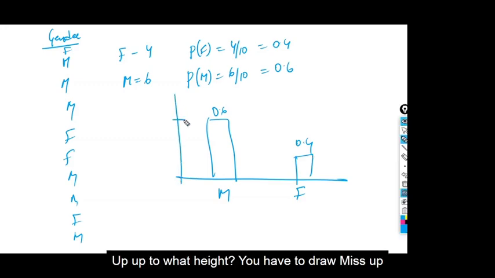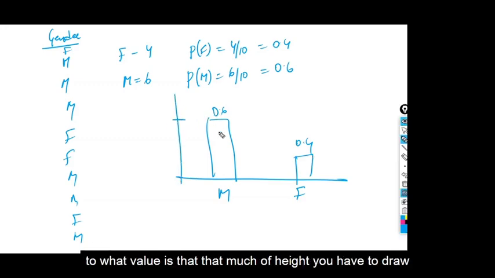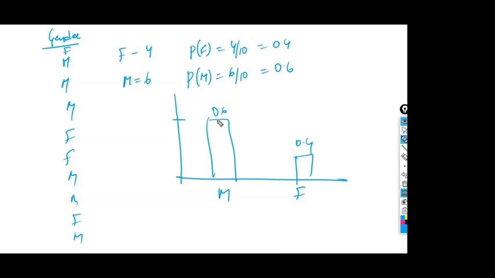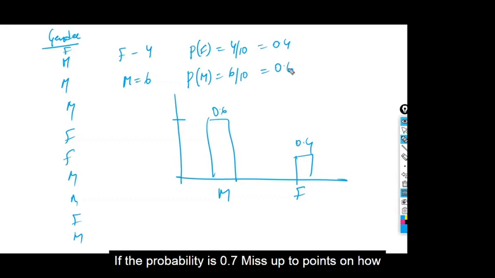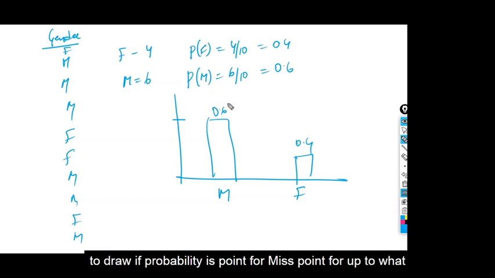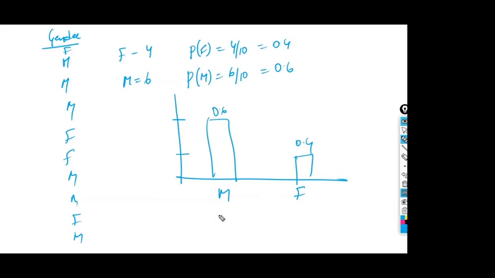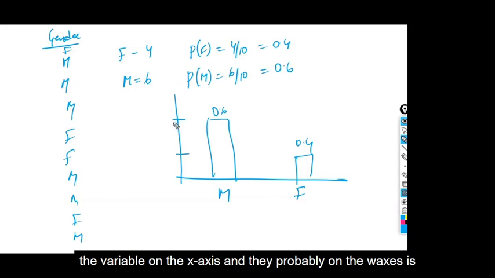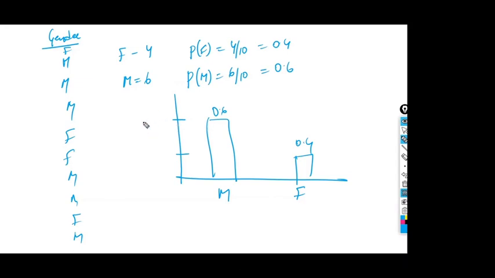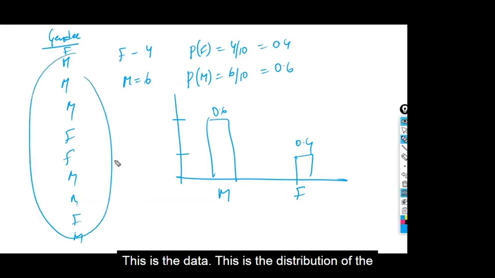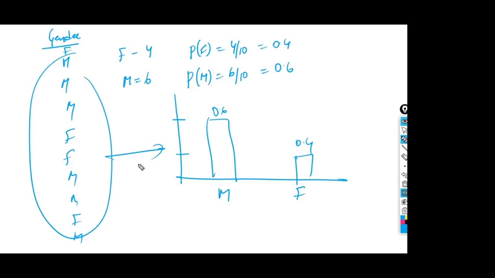Up to what height you have to draw? Up to what value is there? That much height you have to draw the bar. If the probability is 0.7, up to 0.7 you have to draw. If the probability is 0.4, 0.4. The variable on the x-axis and the probability on the y-axis is called probability distribution. This is the distribution of the data.